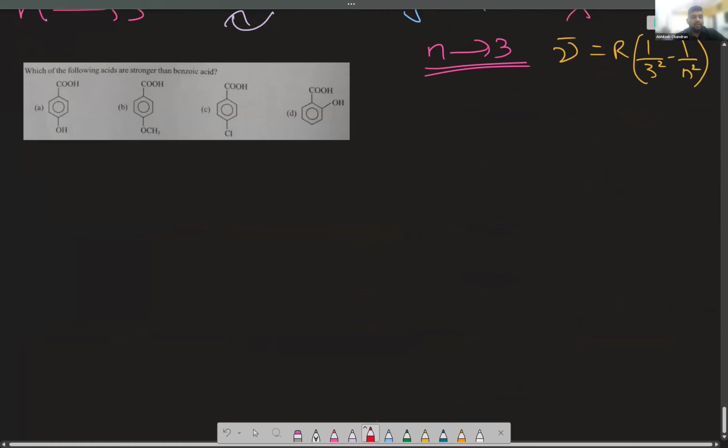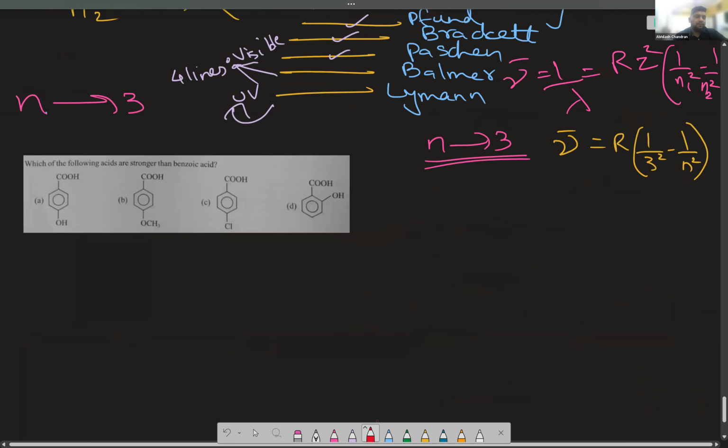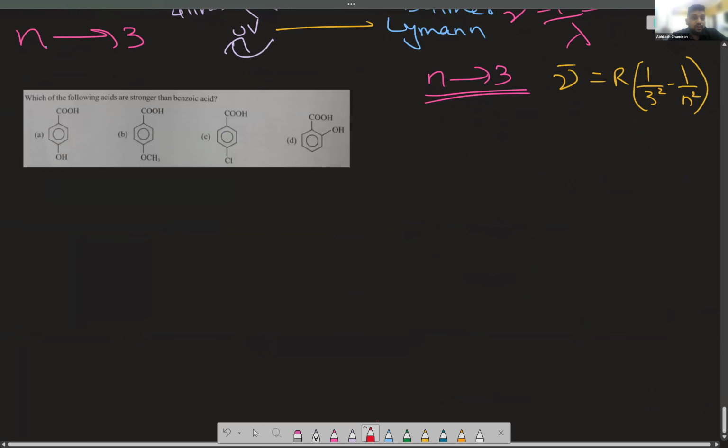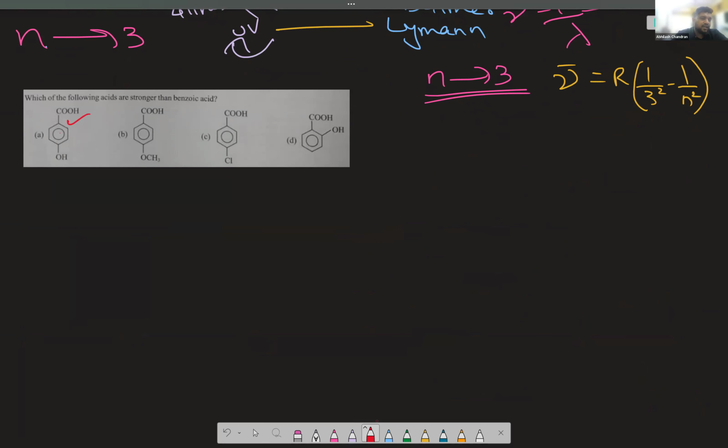Now let's look at the last question that we have. Which of the following acids are stronger than benzoic acid? Right? So these are all substituted benzoic acids. You can see this is para hydroxybenzoic acid. This is para methoxybenzoic acid. This is para chlorobenzoic acid, and this is ortho hydroxybenzoic acid.